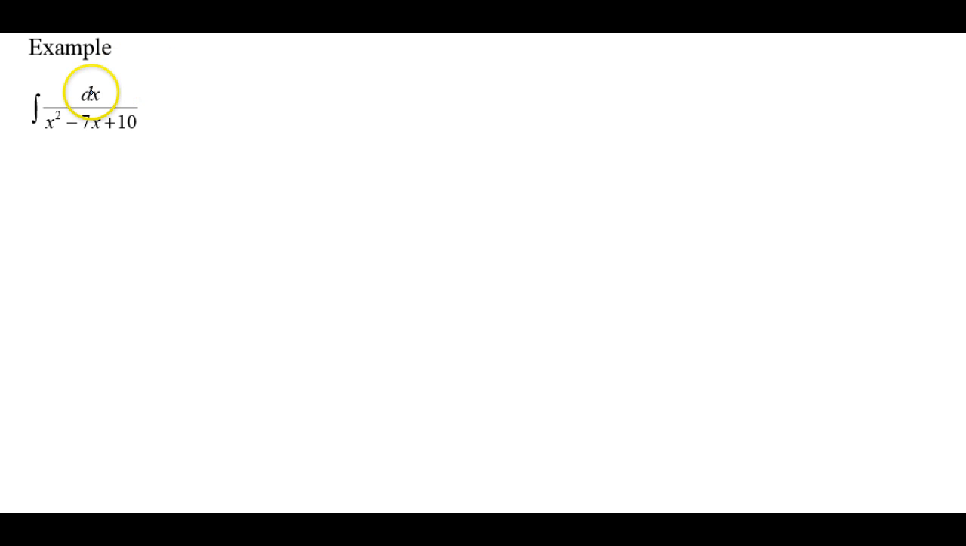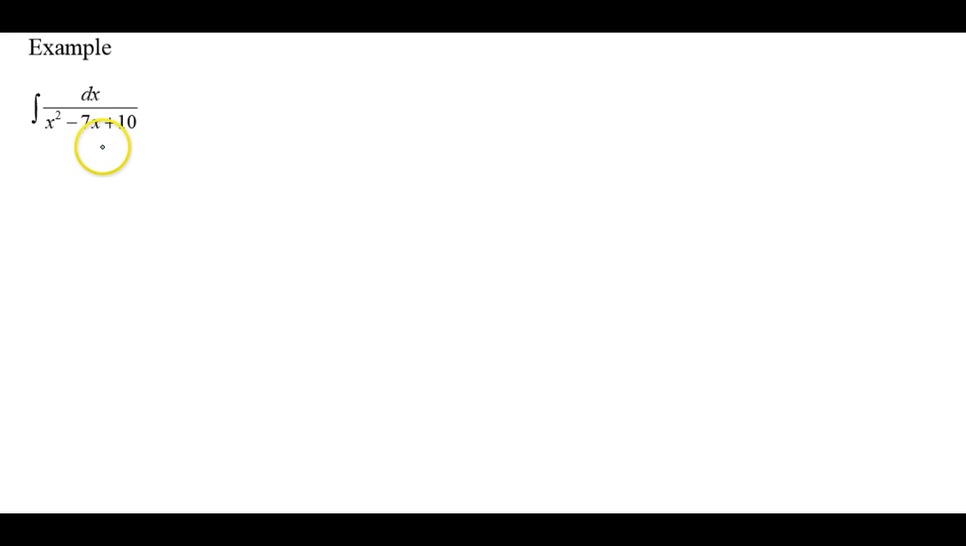Alright, let's look at this first example. I have the integral of dx divided by x squared minus 7x plus 10. So again, we'd first try u substitution, and that will not work. And then we try to recognize this as the arctangent formula, but that doesn't work either. So we're going to have to use this method of partial fractions.